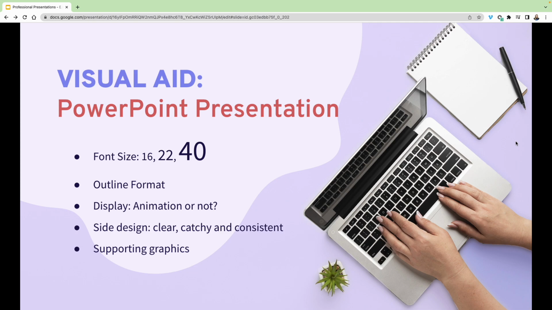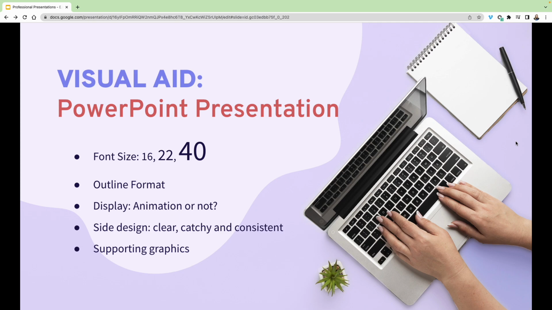Font size is very important. The very smallest I would go is 16. And again, the largest I would go is 40. You can see the font sizes here. Again, online presentations are a little different than in-person presentations because everyone is looking at their screen. So it's a little bit easier to read.